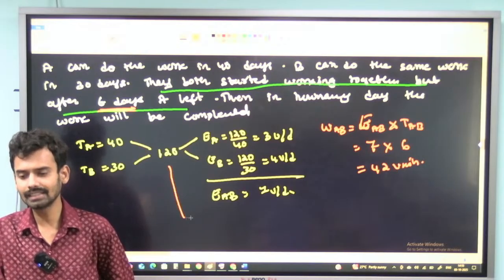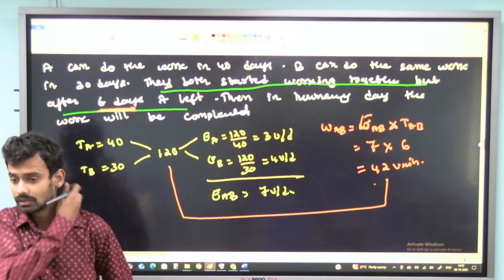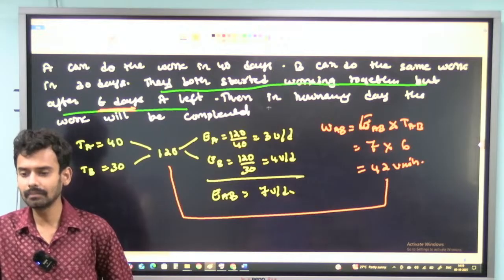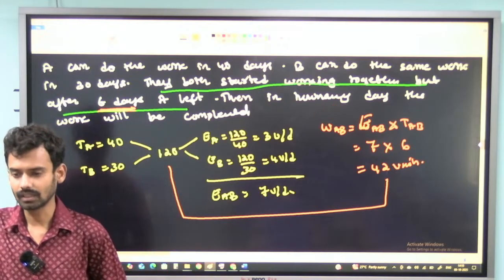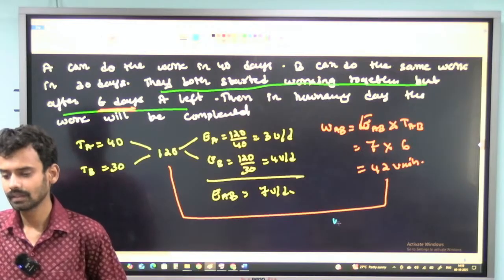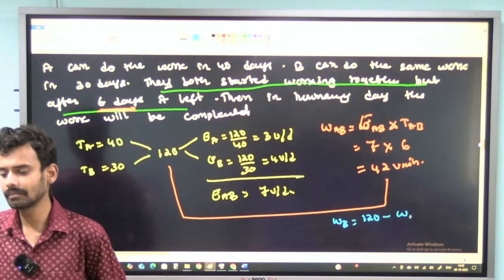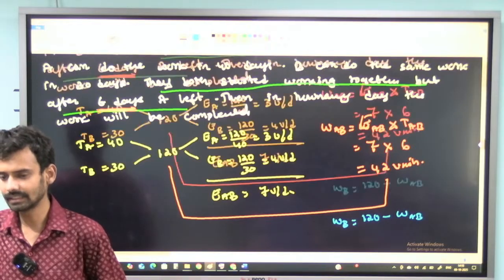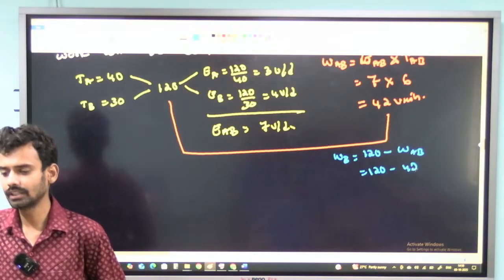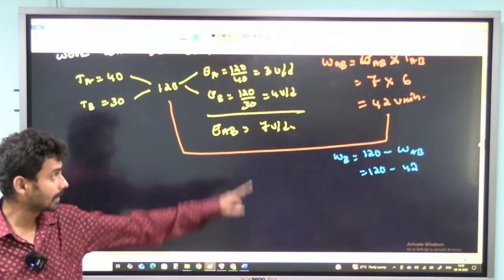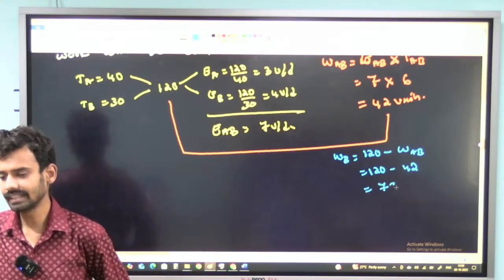So how much of work is remaining? Is it 120 minus 42? So that work should be done by B alone, because now A is leaving the work, B should do the remaining work. So work done by B is equal to 120, that is total work, minus work done by A and B together. So that is nothing but 120 minus 42. This 42 is the work done by A and B together in 6 days. So I will be getting this as 78 units.